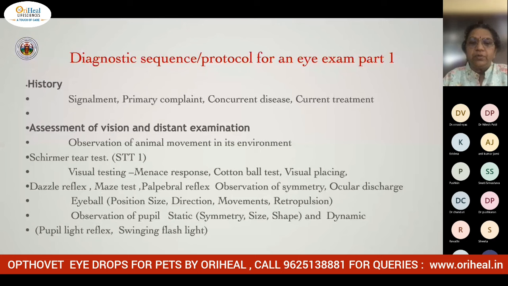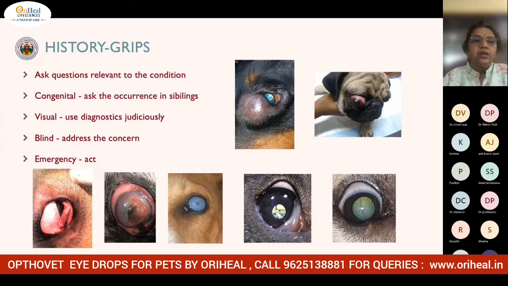Then followed immediately after that, you do the STT, then visual testing. There are a series of tests which you have to conduct, then followed by the adnexal structures, then the eyeball, and the pupil status. So this is what we are trying to cover in part one. The history is very important, and you have to ask the questions relevant to the condition.